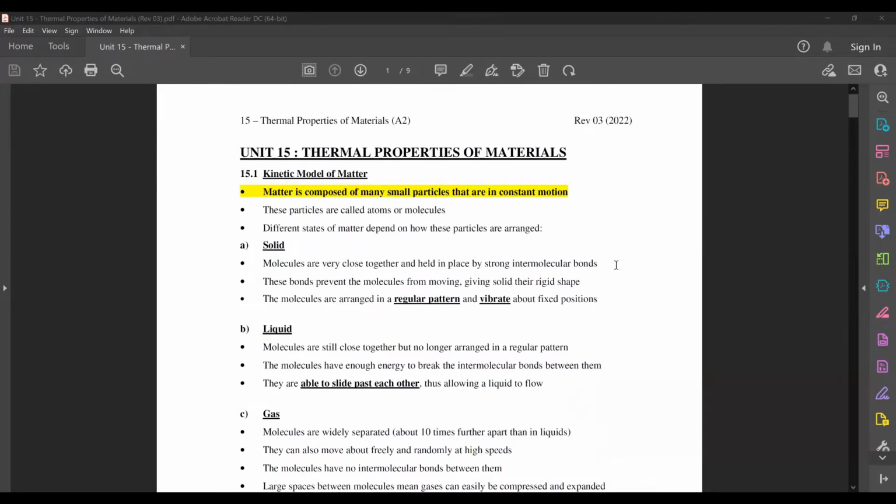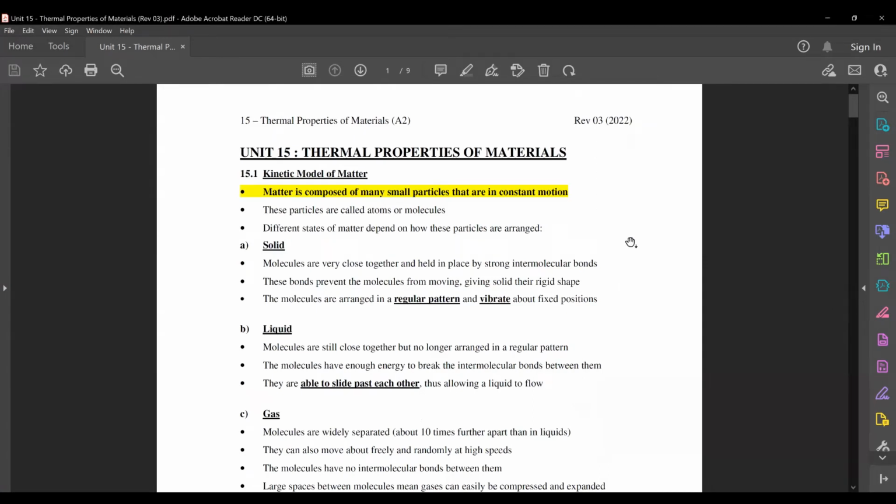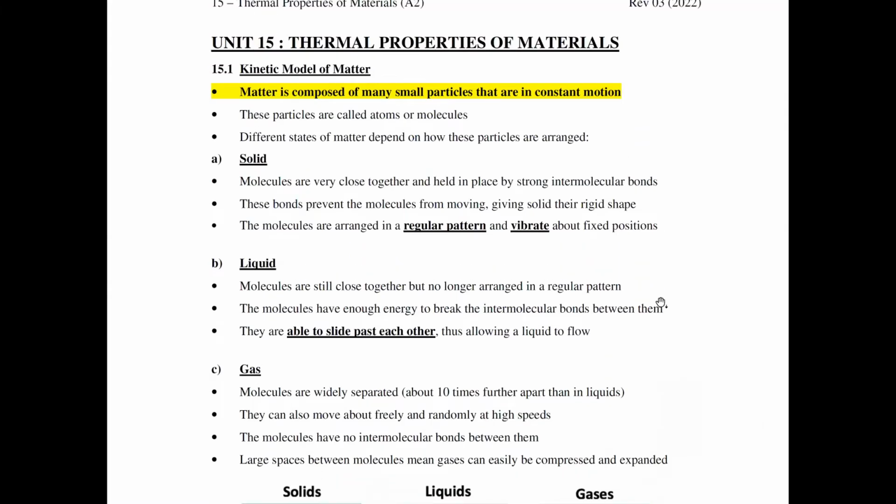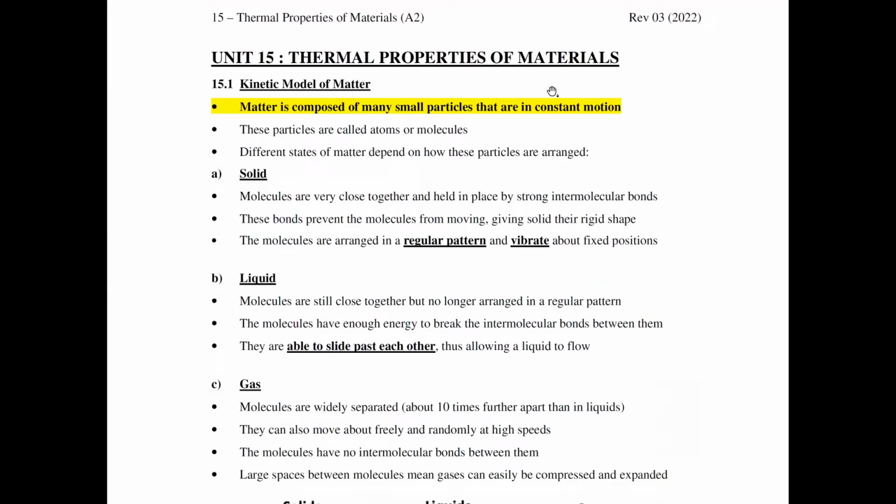Okay, right. Let's move on to a new chapter. This chapter should be relatively straightforward. Now let's do thermal properties of materials. Your current chapter is really a study about heat energy and how it affects heating.